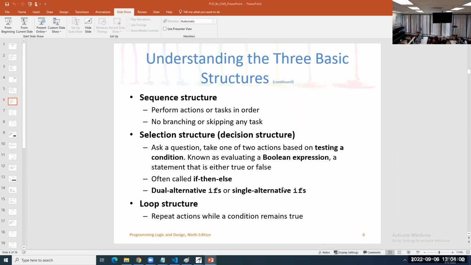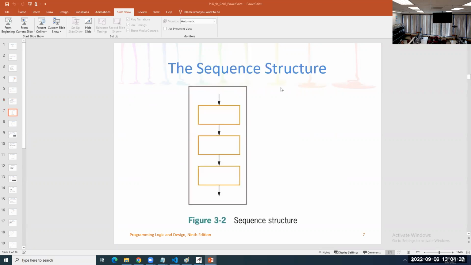Now, in the sequence structure, you perform the actions or tasks in order. You have no branching or skipping of any type. You just do it in order from the first one to the second one and so on. The selection structure breaks into branches, and you have a condition to check. And the loop structure is the repetition of an action while the condition remains true. Now, that is a sequence structure, right? You do everything in order: the first one, the second one, and the third one.